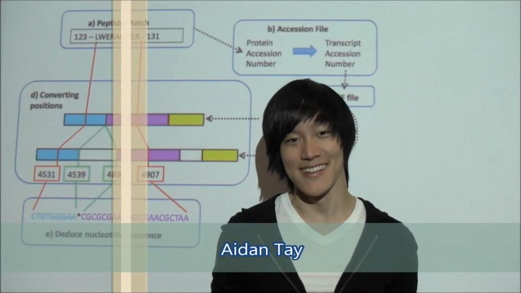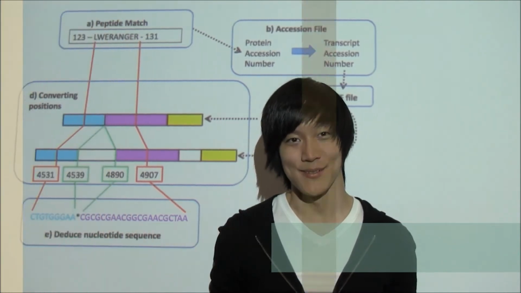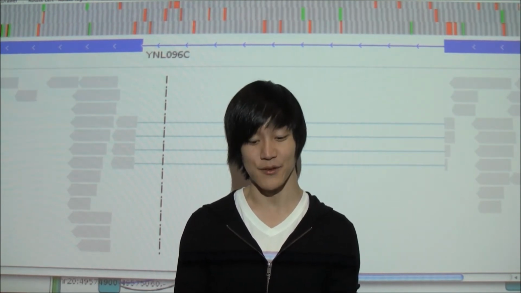Hi, my name is Aidan, and I'm a researcher at the UNSW. Before the PG Nexus, there was no efficient means of integrating genomics data from next-generation sequencing with proteomics data from protein mass spectrometry. As part of the project, we have developed a series of tools.